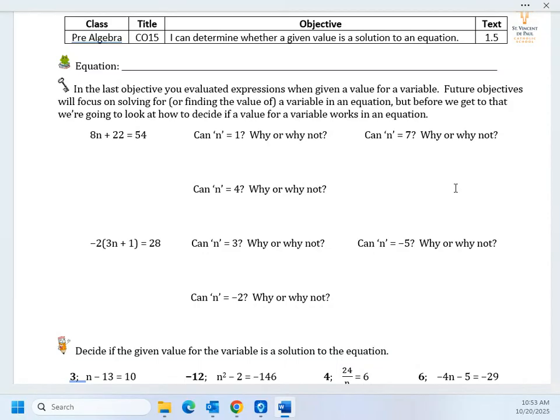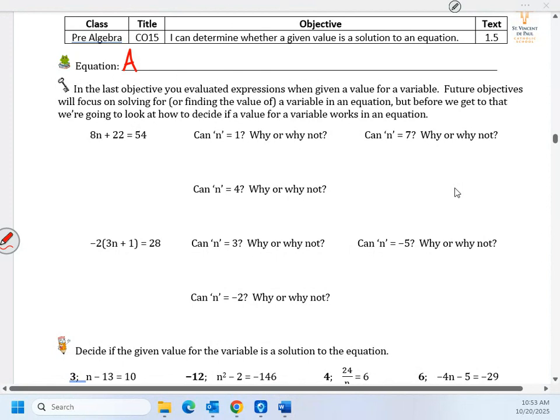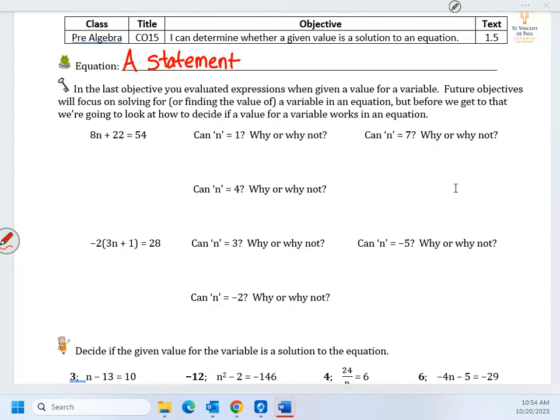An equation is a statement showing two values are equivalent.